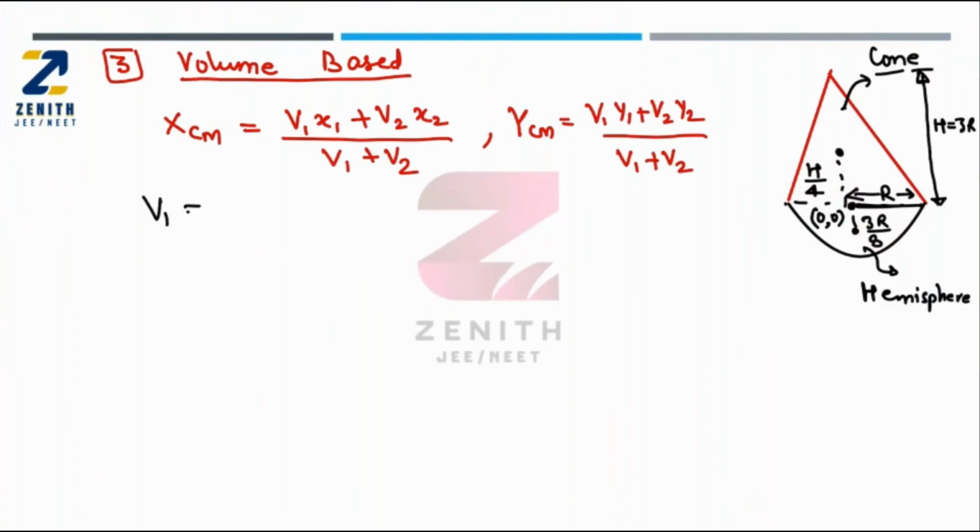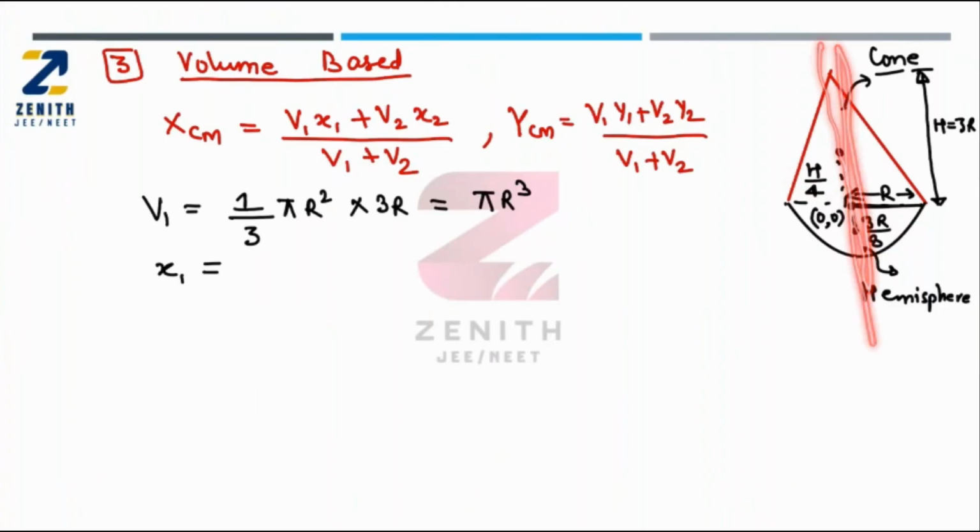Now what is V1? Volume is nothing but 1 by 3 pi r square h. h is nothing but 3r, so this value is pi r cube. Now what is x1? If I want to calculate the x center of mass, what is x1? This is basically symmetrical about the y-axis, so the center of mass, or the centroid, will be on the y-axis only. That means XCM will be 0. X1 value I am measuring from here, this is nothing but 0.